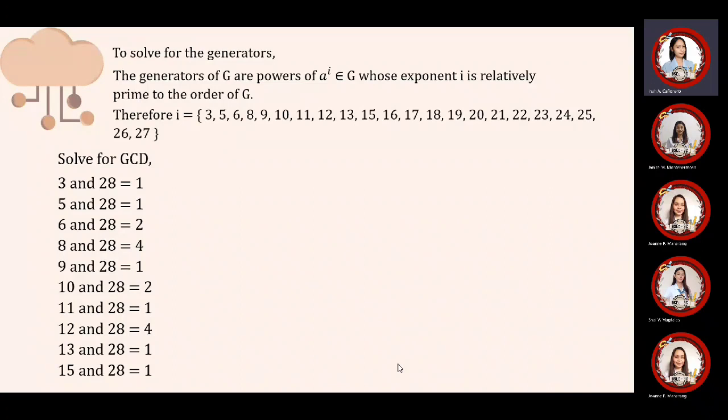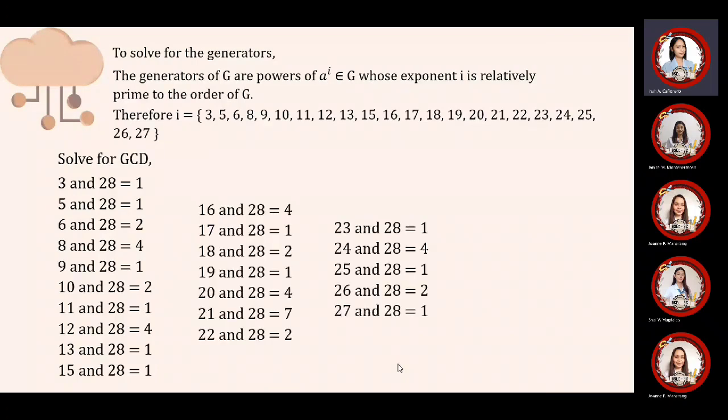So to get the generators, we have to solve for the GCD. So GCD of 3 and 28 is equal to 1, 5 and 28 is equal to 1, 6 and 28 is equal to 2, 8 and 28 is equal to 4, 9 and 28 is equal to 1, 10 and 28 is equal to 2, 11 and 28 is equal to 1, 12 and 28 is equal to 4, 13 and 28 is equal to 1, 15 and 28 is equal to 1, GCD of 16 and 28 is equal to 4, 17 and 28 is equal to 1, 18 and 28 is equal to 2, 19 and 28 is equal to 1, 20 and 28 is equal to 4, 21 and 28 is equal to 7, 22 and 28 is equal to 2, 23 and 28 is equal to 1, 24 and 28 is equal to 4, 25 and 28 is equal to 2, and last, 27 and 28 is equal to 1.